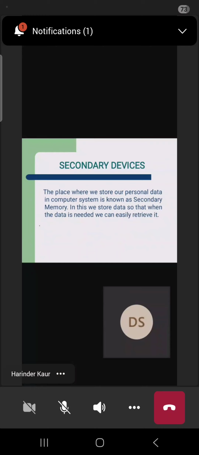So next is the secondary devices. The place where we store our personal data in a computer system is known as the secondary memory. In this we store data so that when the data is needed, we can easily retrieve it.